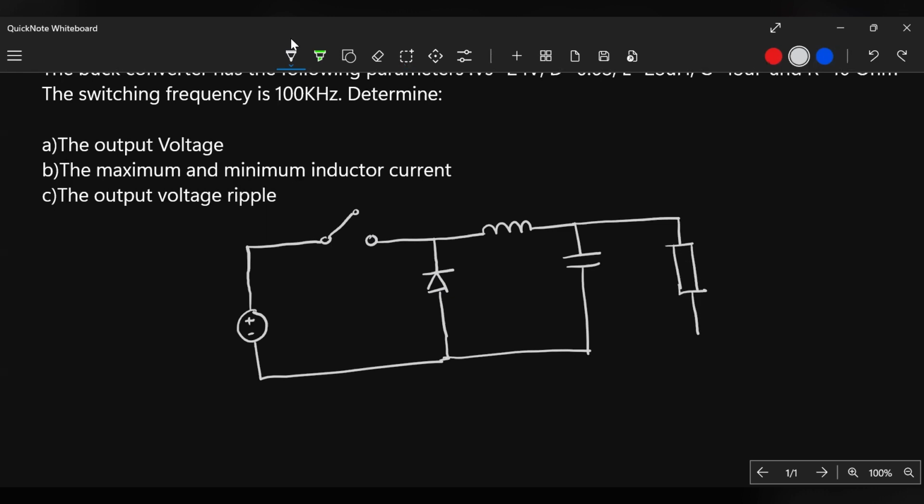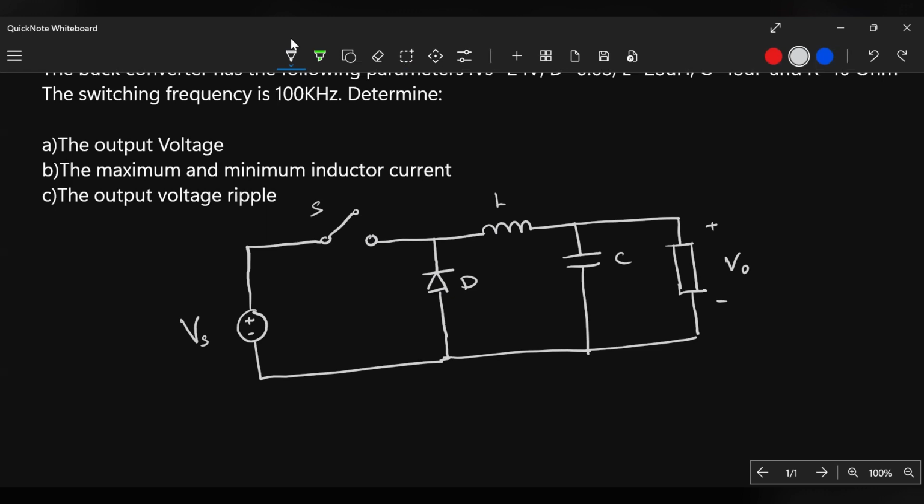What we're trying to do here is step down this high voltage. Remember the input is always high as compared to the output, and we want to get a smaller value of the output voltage. The job of this capacitance is to make sure that you maintain a constant voltage across the output. Then we have the diode, and this is a switch, which can be a transistor, a MOSFET. MOSFET transistors are the ones commonly used.